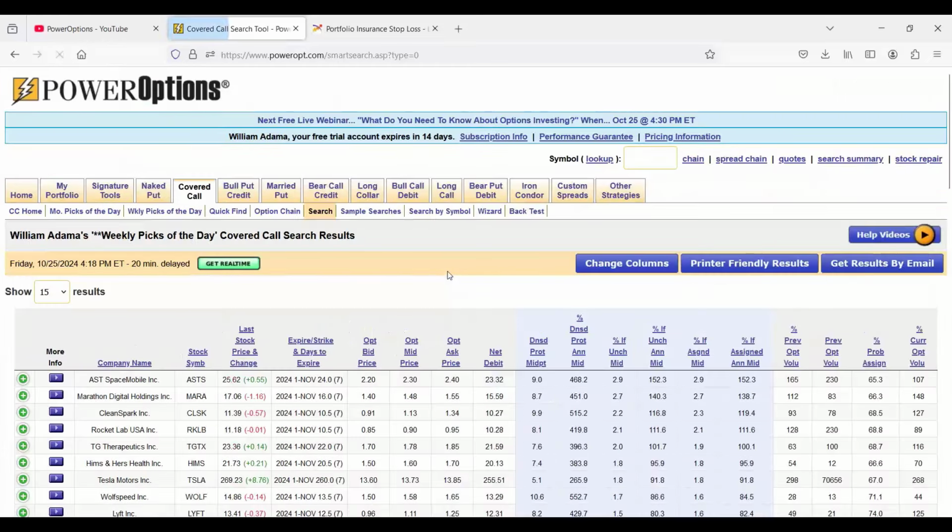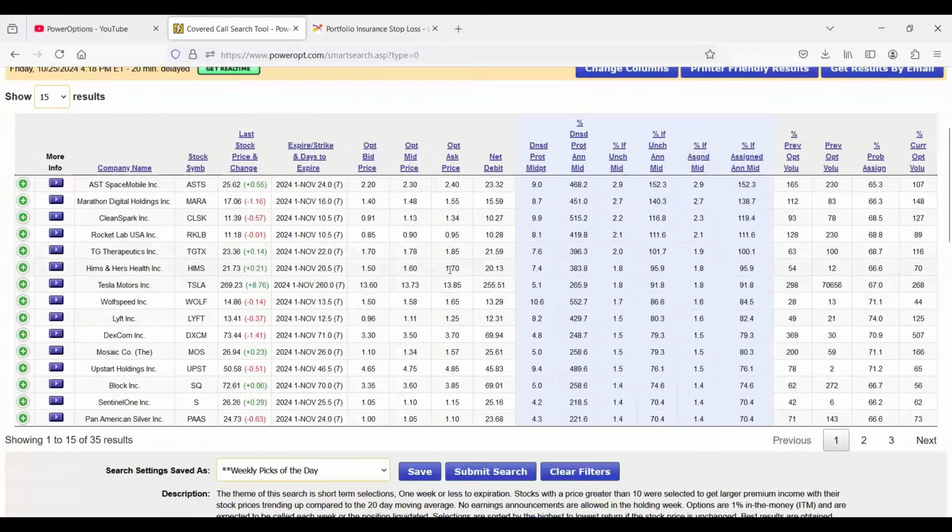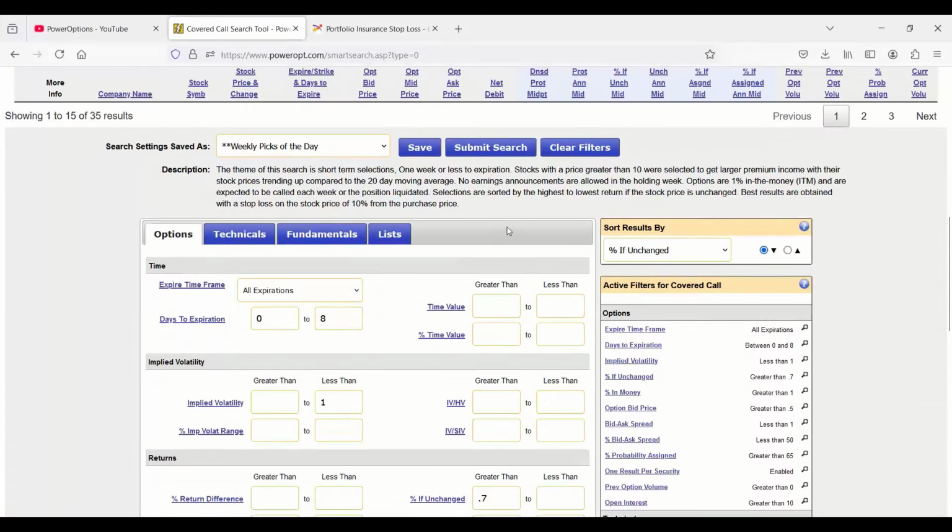But let's say I wanted to look for covered calls next week, and I want to make sure that I'm getting the best bang for the buck. I want a good probability of being assigned. I'm not going to be married to the stock, but I do want a stock in an uptrend. I want to avoid earnings, but I want something that has a little kick to it, a bit of a high implied volatility, where the implied volatility of the option is greater than the stock volatility, pointing to the fact that it's overvalued.